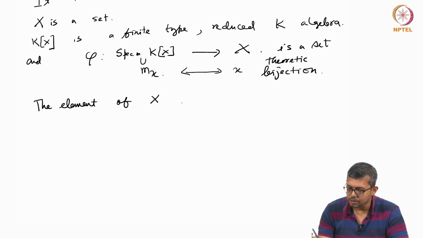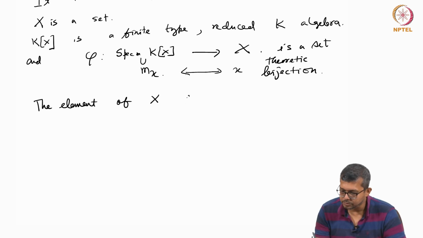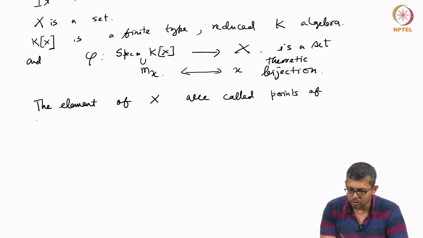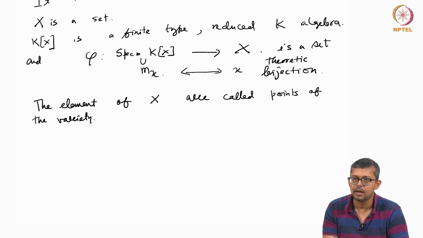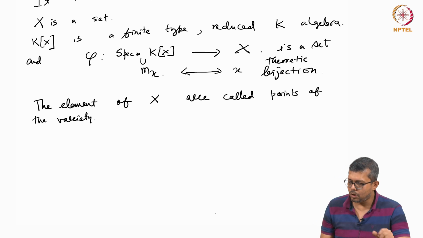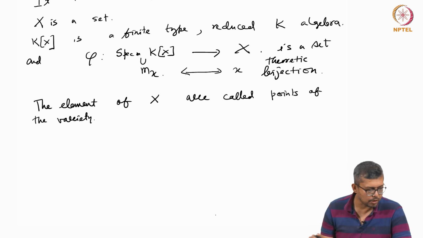So the elements of X are called points of the variety or closed points of the variety. Since we are doing varieties here, everything is a closed point. So, we will not worry about all this scheme structure and all.